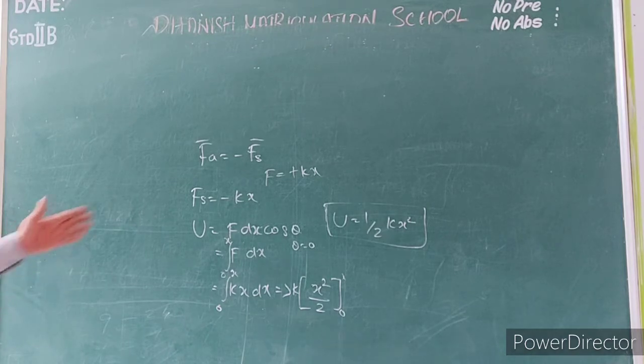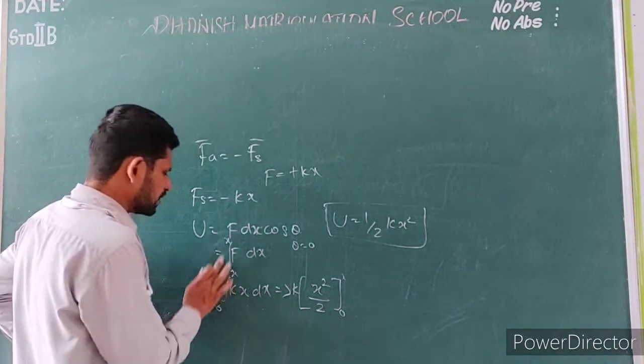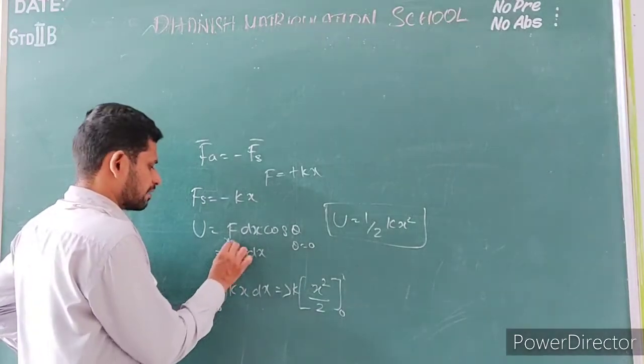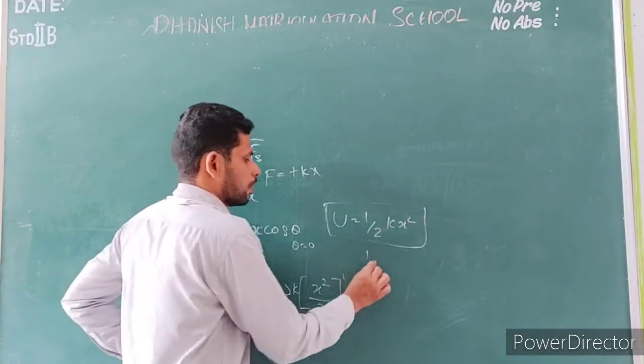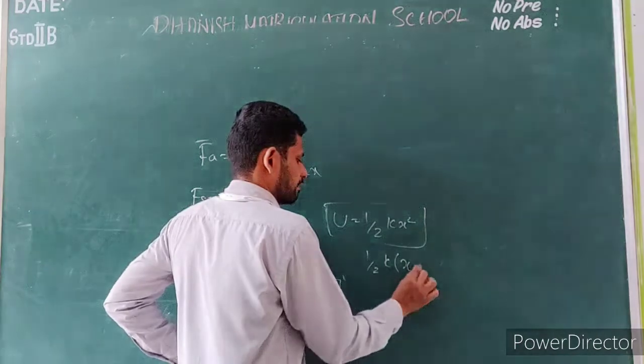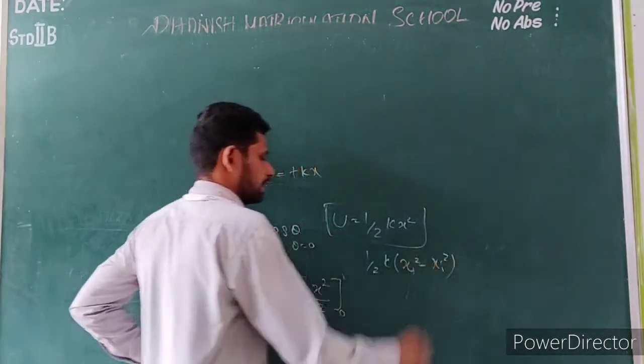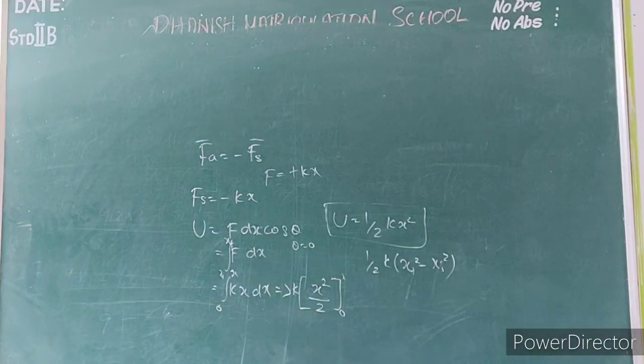Okay, suppose the position changes from the initial position xi to xf, then it will become 1/2 k (xf squared minus xi squared), that is, final position squared minus initial position squared.